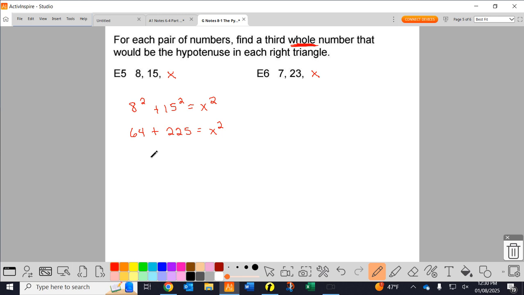How do you get rid of the square? Square root. I actually think that's a whole number. Isn't that a perfect square? Is it 17? That one actually turned out nice. That one was actually a whole number. I don't think the next one is a whole number. I think the next one we have to round to the nearest whole number. So let's try this one.